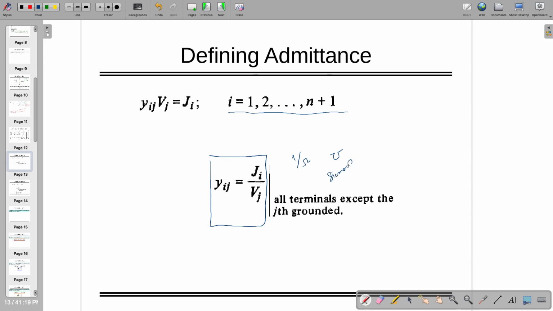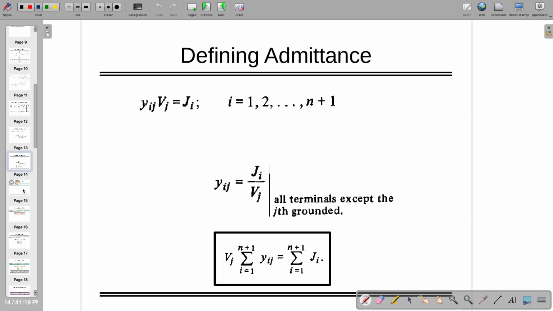So with all terminals except the jth grounded, we can find Yij equal to Ji by Vj. Okay. And when you make the summation, you can find the current. This is already known to us. This is similar to what we have learned in KCL.